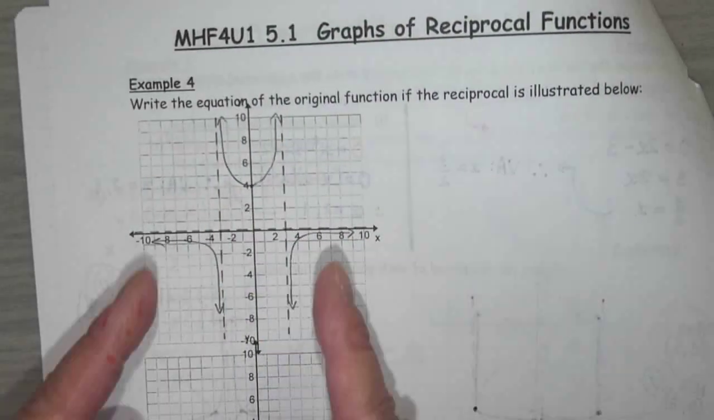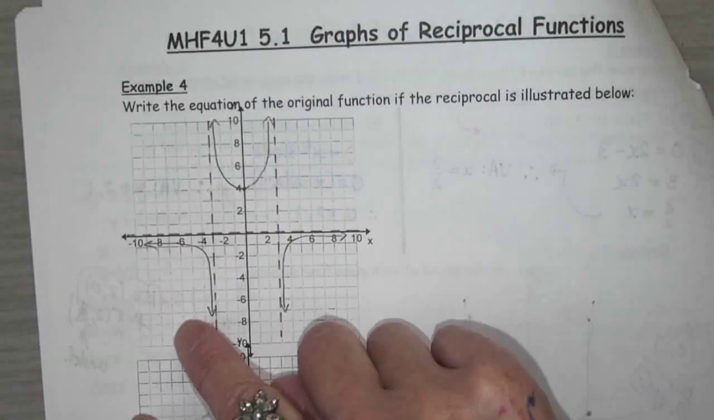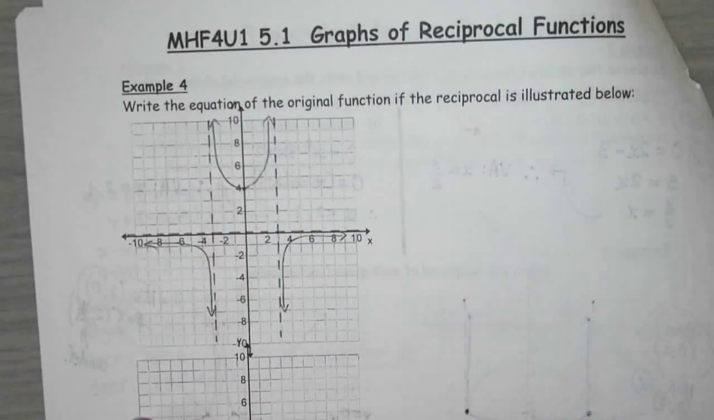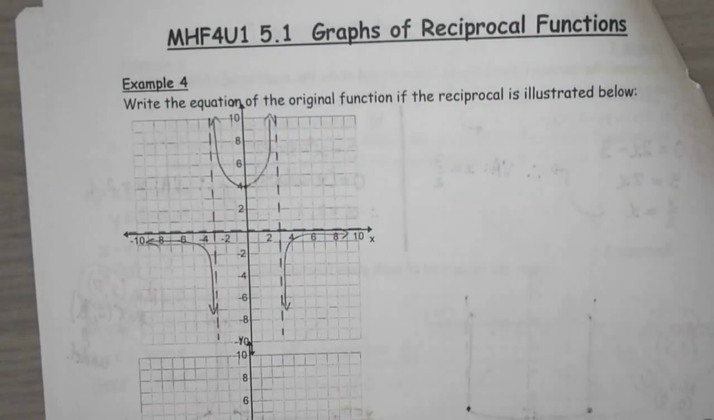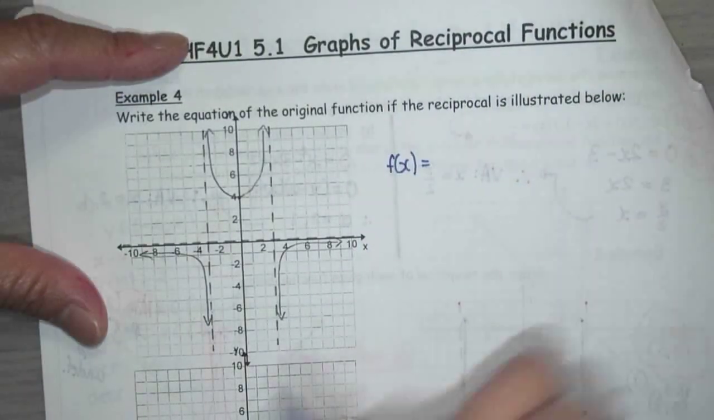So you know what the original looks like. There's two roots, and look, there's one minimum, which becomes a maximum. So you know in your head, you're thinking, oh, it's a parabola that looks like that. Let's get the equation of that parabola. Okay, so we've got f of x equals.